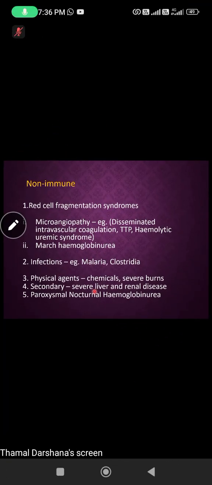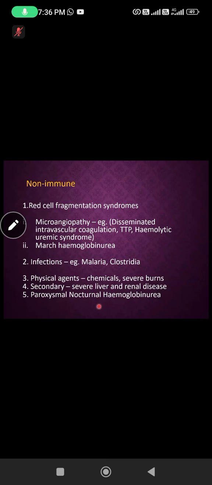Paroxysmal nocturnal hemoglobinuria is another acquired disorder causing intravascular hemolysis. So when you have this condition, the red cells are abnormally susceptible to complement-mediated hemolysis. We can learn more about this later in a different sub lecture.